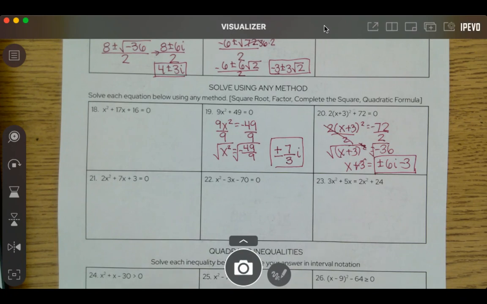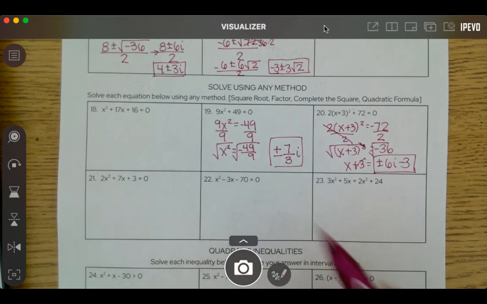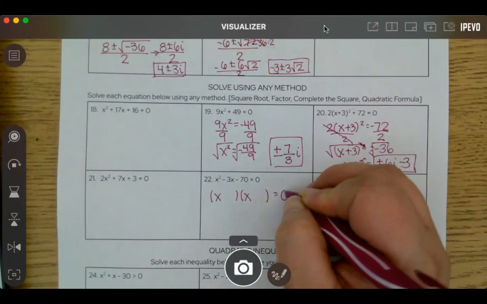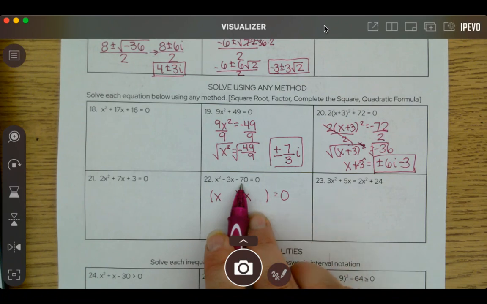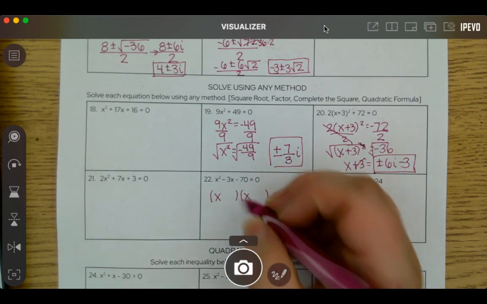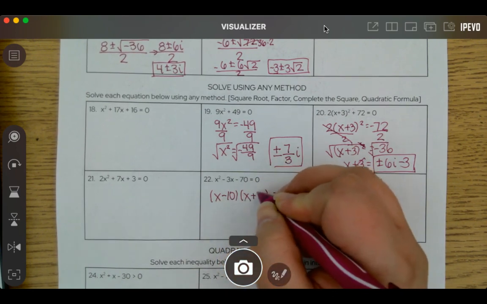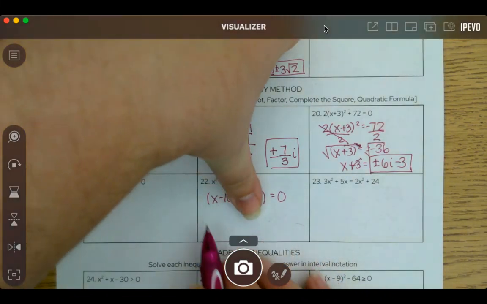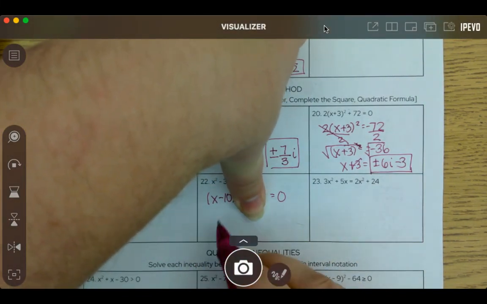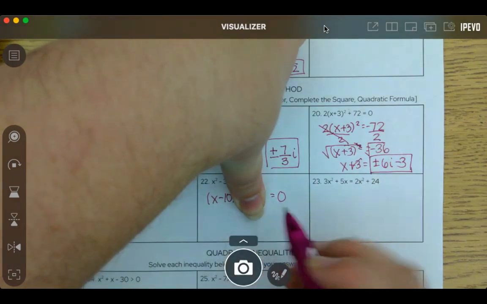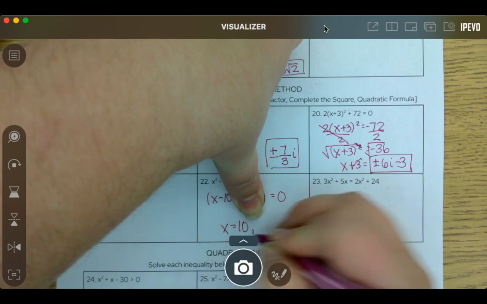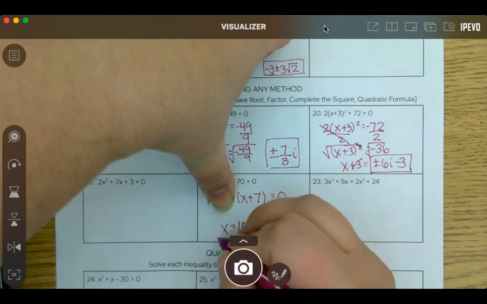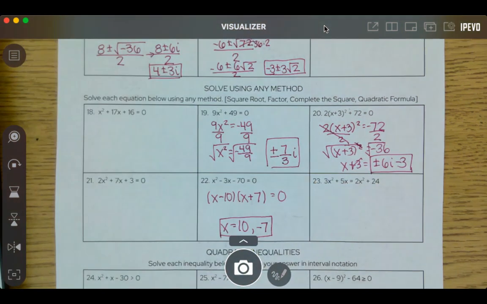Okay? If you have something with 3 terms like this, you can try and factor it, meaning you're putting x in both parentheses and looking for 2 numbers that multiply to negative 70 and add to negative 3, which would be negative 10, positive 7. Just make sure you don't forget that this means you're basically solving the equation x minus 10 equals 0. So I would add 10 to both sides, and 0 plus 10 is 10. And then I would solve this one by subtracting 7 from both sides. 0 minus 7 is negative 7. And that's factoring for you.